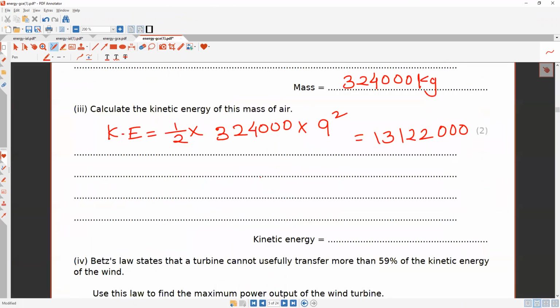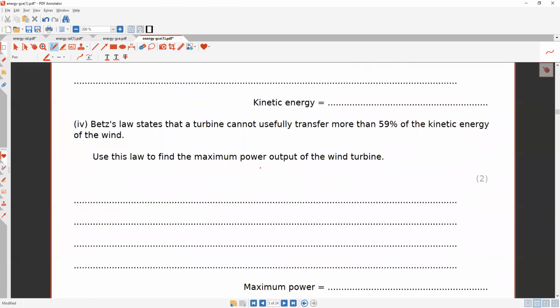Betz's law states that a turbine cannot usefully transfer more than 59% of its kinetic energy to the wind. Use this law to find the maximum power output of the wind turbine. They didn't give us the whole time, what did they give us? They gave the kinetic energy. Find 59% of that.